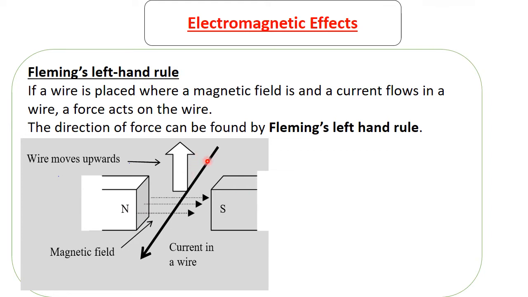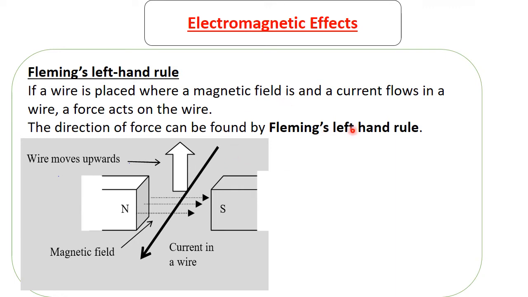But what if we change the direction of the current from here to here? Or we change the direction of the magnetic field from here to here? What will be the direction of the force? So to determine this direction, that's where Fleming's left-hand rule comes in.